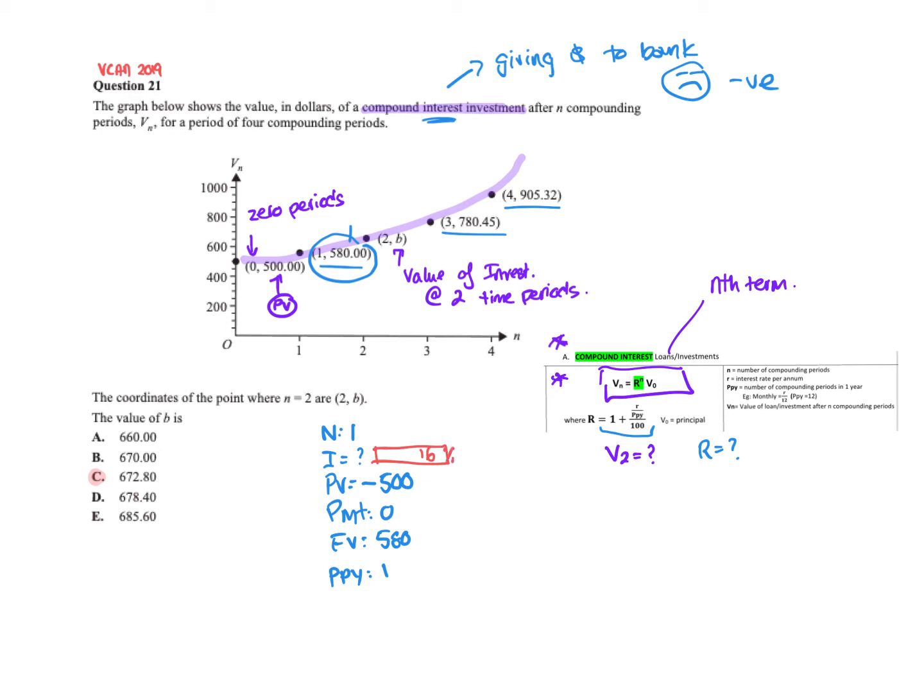Now our next step is we want to find when n is 2, and we now know that the interest rate is 16. We still leave the PV at negative 500, we're still making payments 0, and the FV is actually what we want to know. That's the question, that's B. We'll leave PPY as 1, press enter on our calculator, and we get 672.80. So there's the answer there.